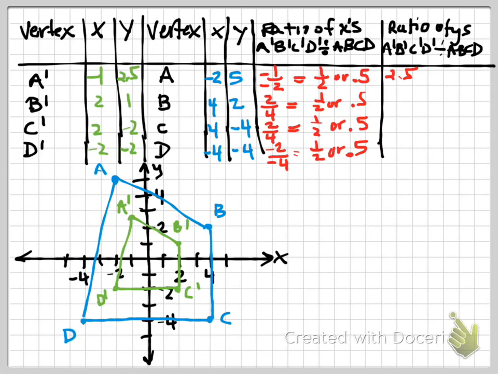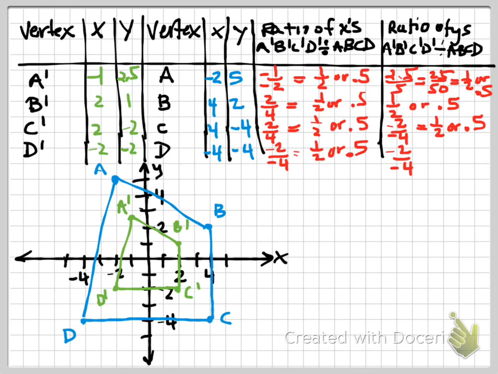2.5 divided by 5, which would be the same as 25 divided by 50, which would equal what? 1/2. Or again, 0.5. All right, and then on the y's for B's, I have 1 divided by 2. Well, that's easy. It's already 1/2 or 0.5. We have a negative 2 divided by a negative 4 on the C prime versus C. And that, again, 1/2 or 0.5. And then for the D prime over D, negative 2 divided by negative 4, same thing we just had. And we get 1/2 or 0.5.